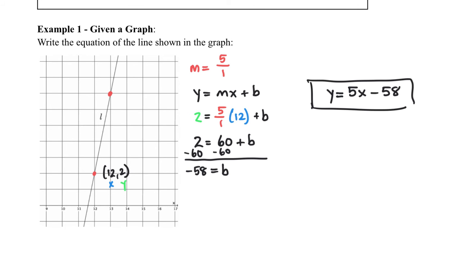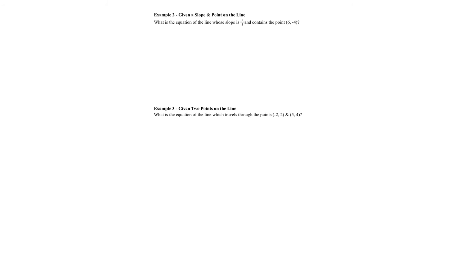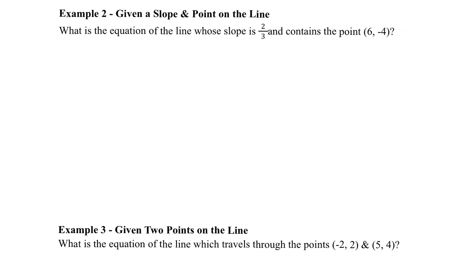Okay, so let's look at 2 more situations here. What is the equation of the line whose slope is 2/3 and who contains the point 6, negative 4? Well, the good news here is I'm already given my slope. There it is. So now I know that my slope is 2/3. I need to get my y-intercept. I don't have a graph here, but they give me the coordinates. So here's x, here's y.